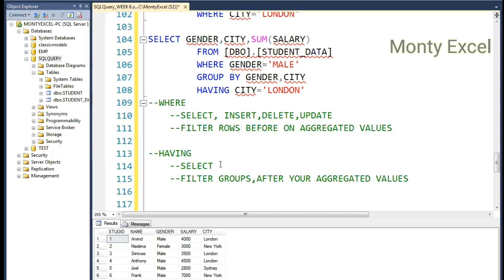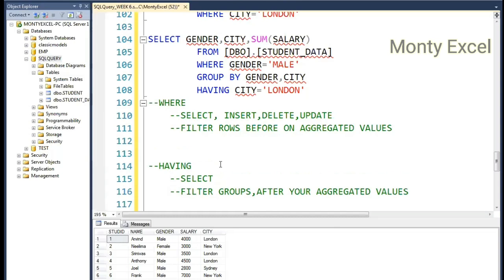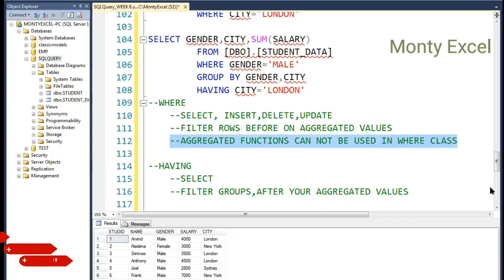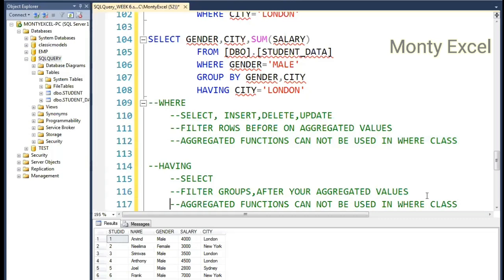So let's see what is the other difference which you have not spoken about. That is, aggregated functions cannot be used in the WHERE clause. Yes or no? Let's see. I don't know, because we haven't seen the practical in action. So let's see. Aggregated functions cannot be used in the WHERE clause. I'll repeat again, but we'll see.